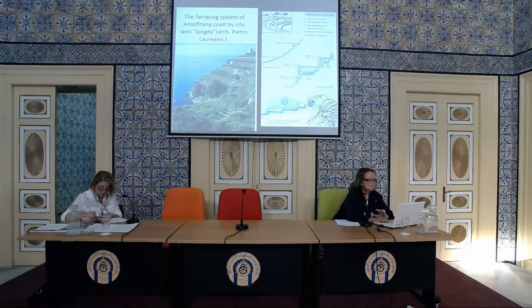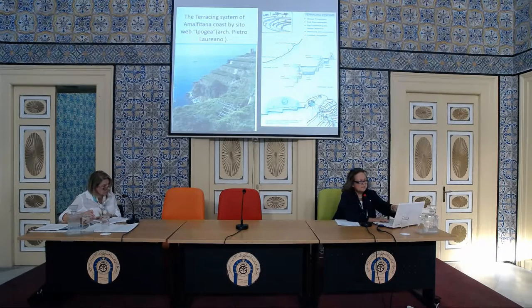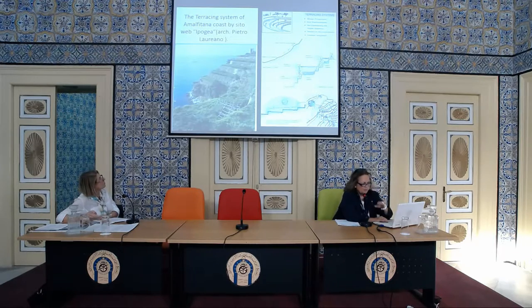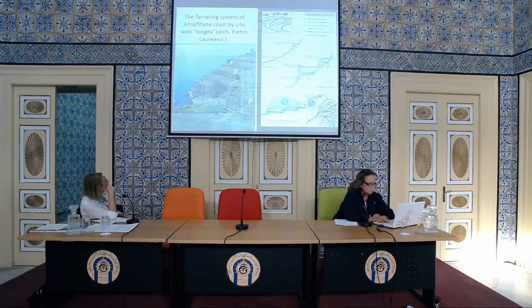It is very, very difficult to have this product in this particular landscape. The terracing system of the Amalfi Coast, this is from the site where Ipogea made by our president of ICOMOS Italy, Pietro Laureano, and on the right side, the possibility to preserve the water. The muri a secco, in Italian, is the dry stone used to preserve and to make the terrace. In the last picture, it's possible to see the system of the water and the system to have the plain in the different types of the coast.